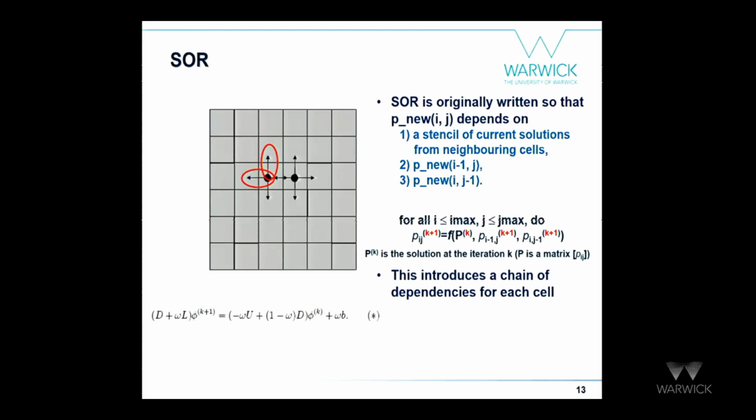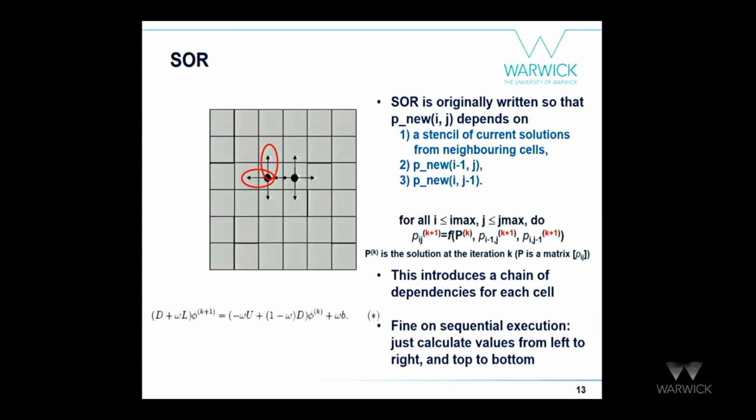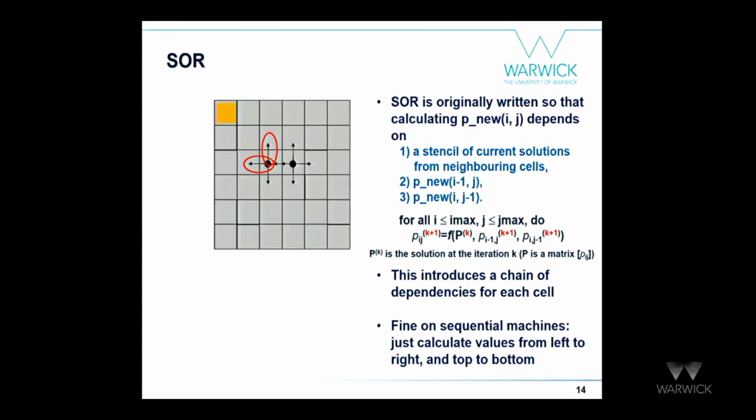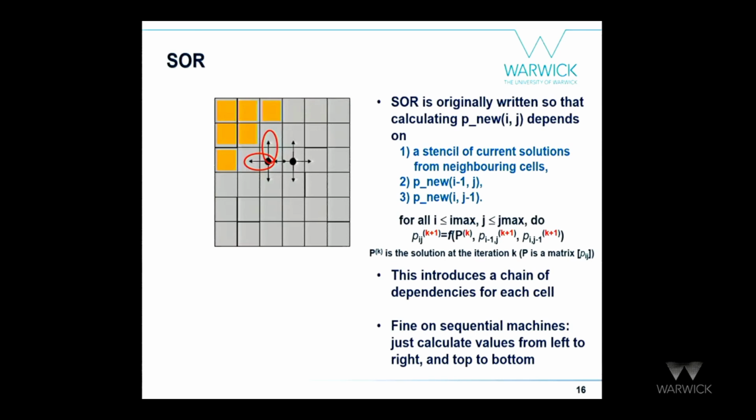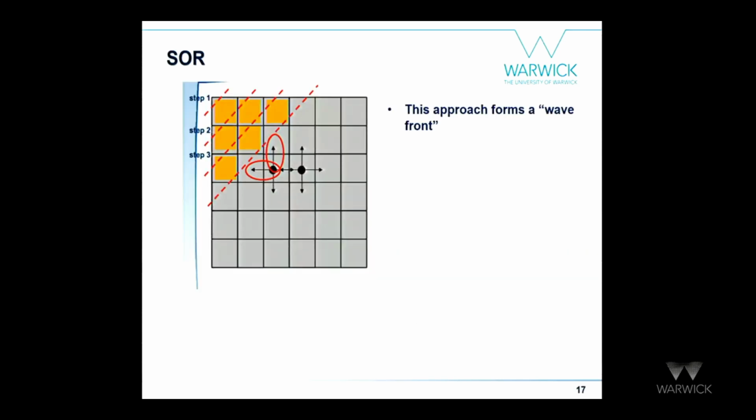Let's take this cell as an example. In order to know the new solution of these cells, it needs to know the new solution of these two cells. So it introduces a chain of dependencies. This is fine if we run the code in sequence, because we can just run it from the top left corner. We first calculate the new solution of this cell, and then we can calculate the new solutions of these two cells, right? And then it goes on.